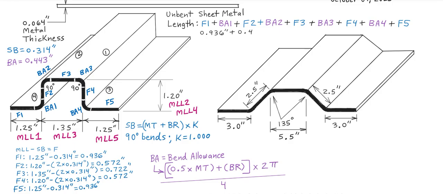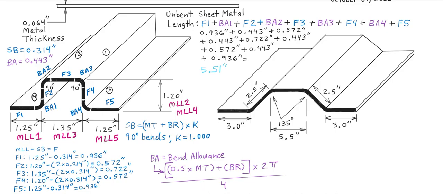Flat 1.936 inches plus our constant bend allowance, plus flat 2, plus bend allowance 2, flat 3, bend allowance 3, flat 4, plus bend allowance 4, and then flat 5. So when we add all these up, we get 5.51 inches is the unbent length.